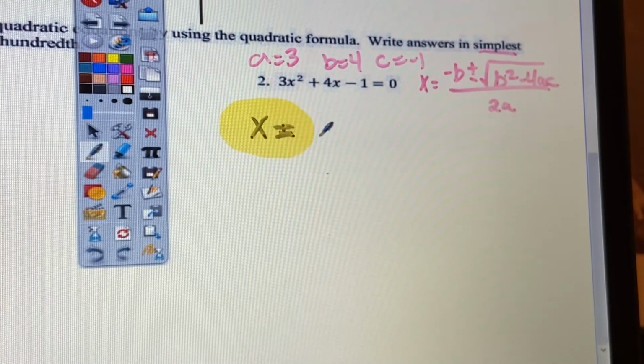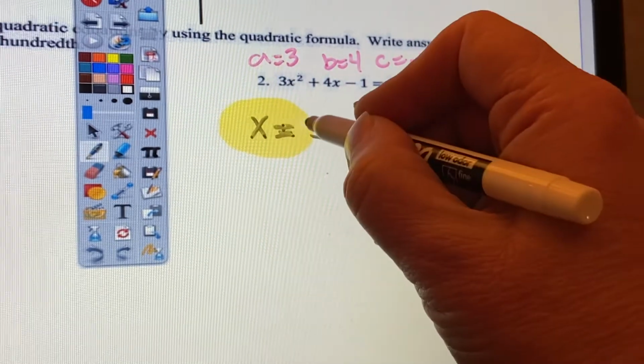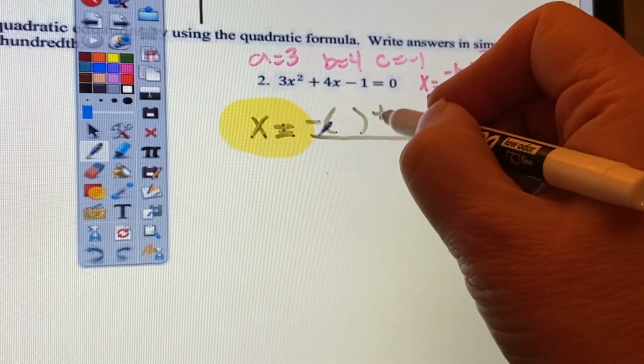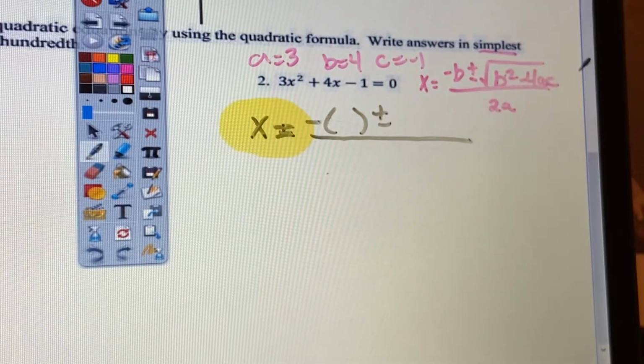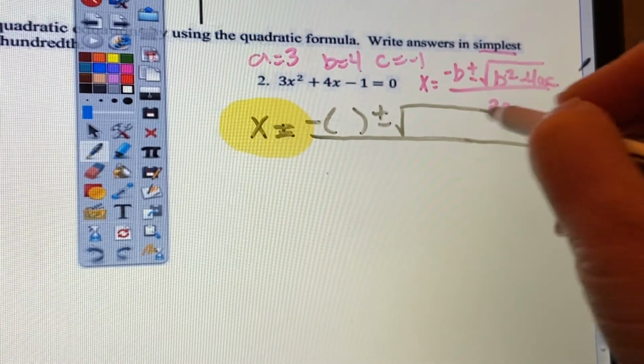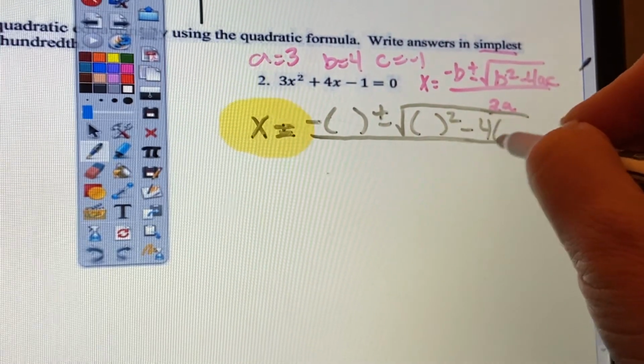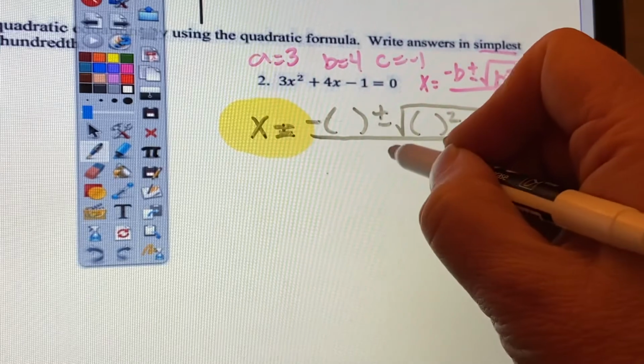All right. We're going to have that fraction bar. I have a negative that always comes with the problem. Plus, minus always comes with the problem. Radical with the problem. This has a lot of problems, doesn't it? Minus 4 times a times c, all over 2 times a.